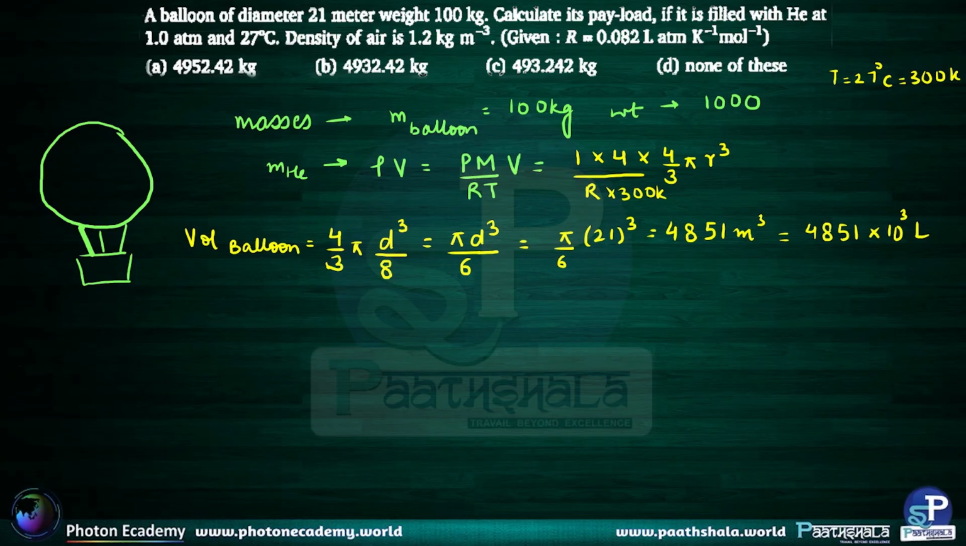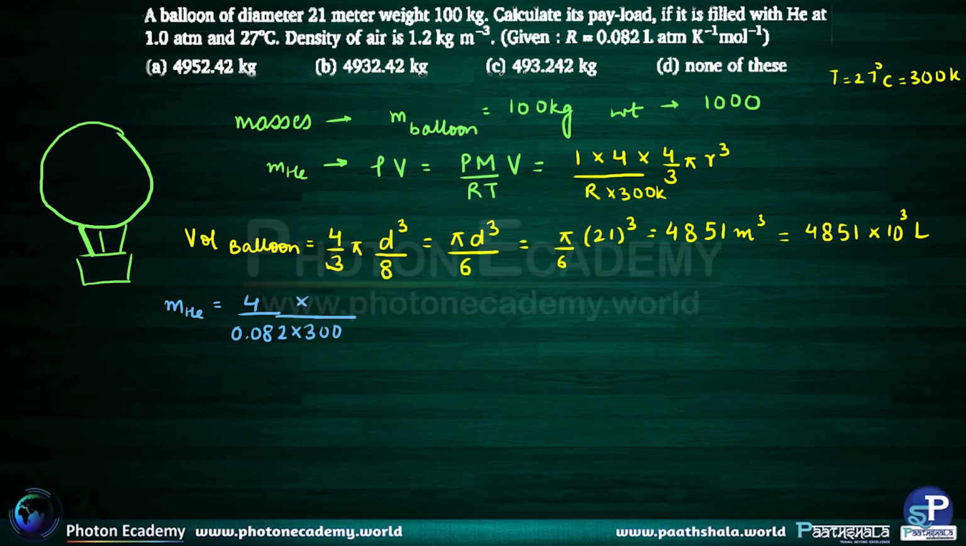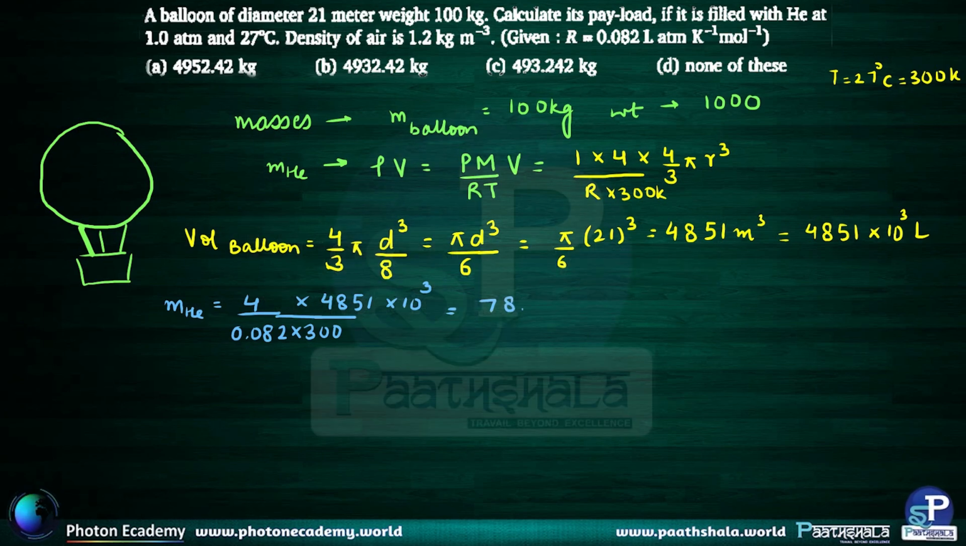So let's plug in this value to find the mass of helium. So 4 divided by 0.082 into 300 into 4851 into 10 cube, right? And this comes out to be 78.878 into 10 to the power 4.